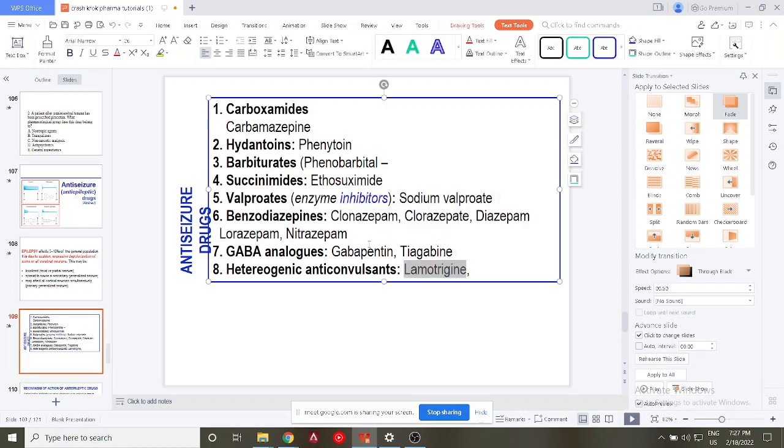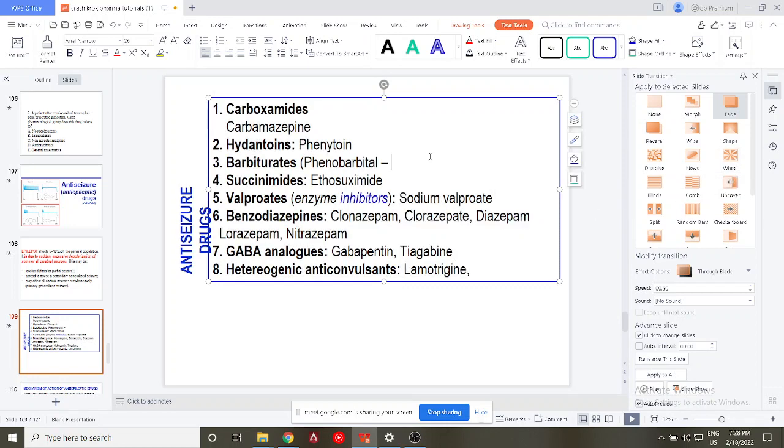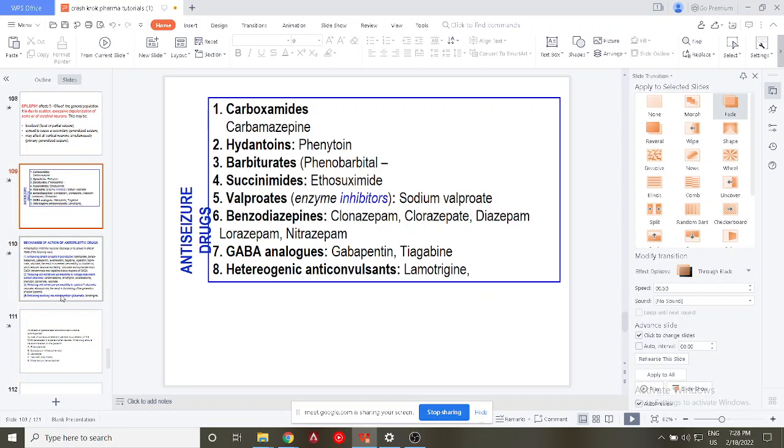Sadly, you have to memorize all these drugs because Krok can tell you any one of them and ask you which one you are going to use. The most important or the most commonly mentioned is sodium valproate, also benzodiazepines. So please try to memorize these drugs. Take a picture, write it down. These are the most important drugs for stopping epilepsy. Okay. Moving on.